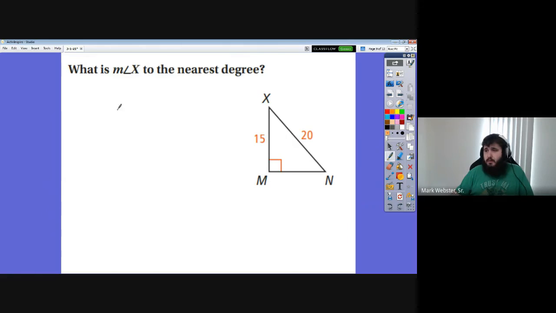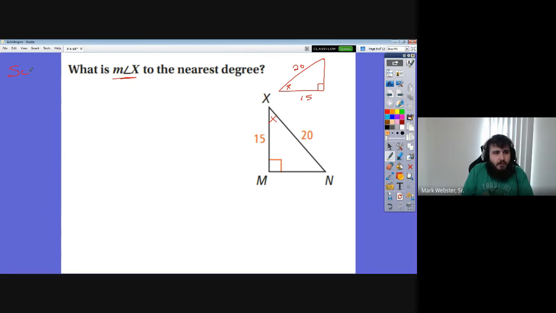Same idea, just different numbers now. Okay, let's go ahead and do this one. So again, it's not in the right location. We want to find the measure of angle X. That's up here. We don't want it up here. We want to redraw it so that it looks like it's supposed to. Put the X down here. Well, now where's everything else? Well, the 15 is right here. The 20 is up here.